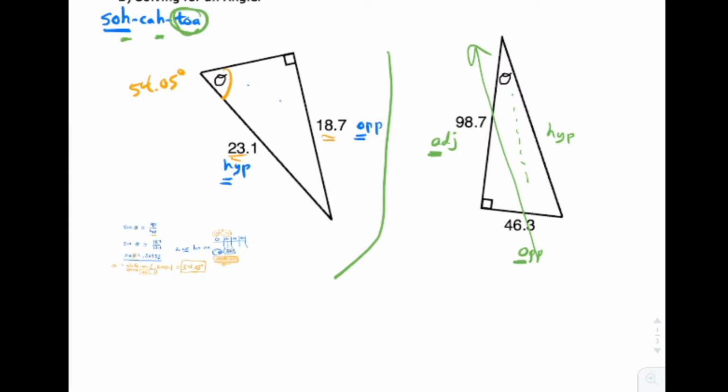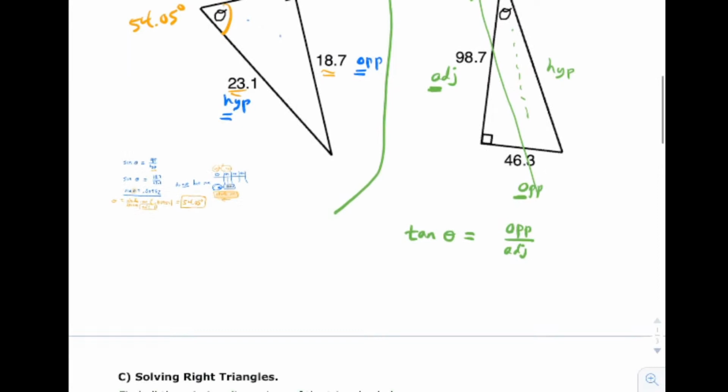I'm definitely using a TOA here. I'm definitely using this formula. The tangent of an angle is its opposite over its adjacent. So the tangent of that angle that I don't know, so I can't plug it in because I don't know, I just have to say theta. The tangent of that theta is, take the opposite side, 46.3, take the adjacent side, 98.7, and you may want to make a decimal out of that. 46.3 divided by 98.7, boom.